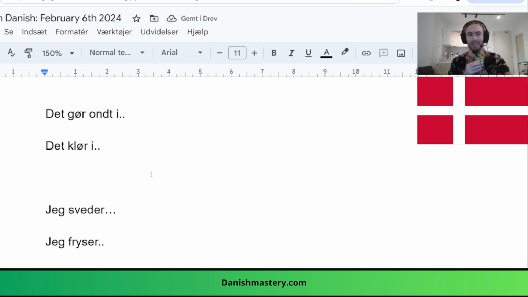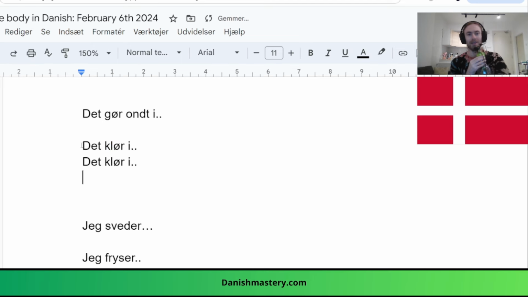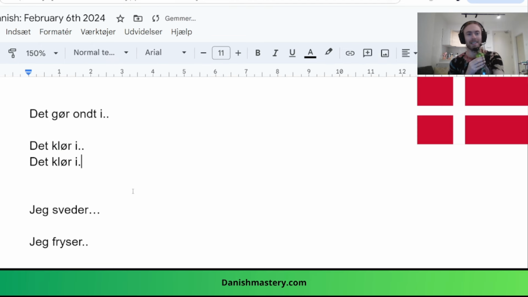What else could it be? Could also be something with itching, and that is what this is. Det klør i. Det klør. What's a place that could be itchy? I mean, anywhere in theory, but a more likely place. You can say, det klør i næsen. Det klør i næsen. That's your nose, of course. Det klør i næsen. And you like doing it.